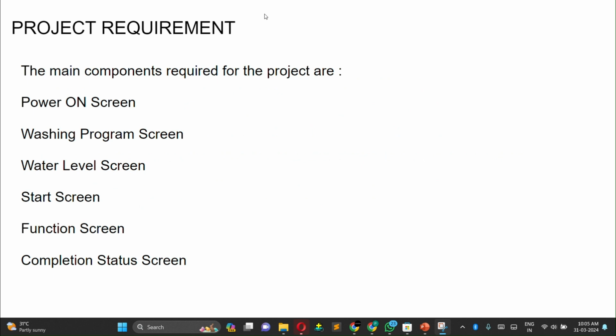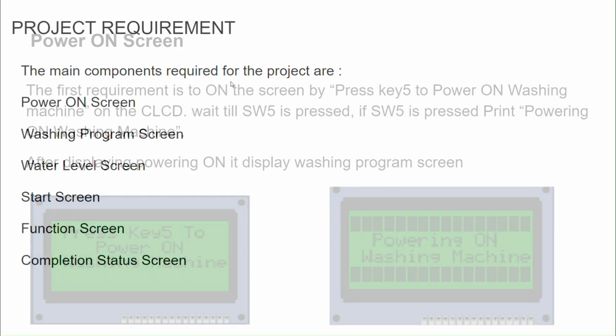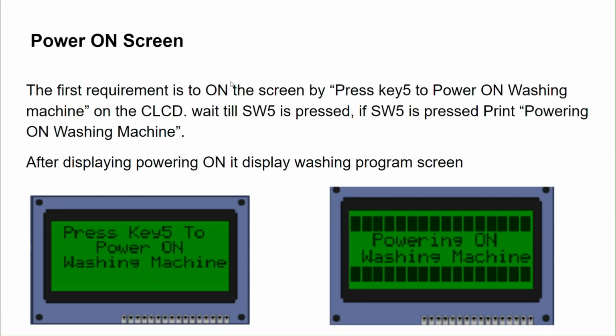Project requirements. The components required for the project are the power on screen, washing program screen, water level screen, start screen, function screen and completion status screen. Power on screen. The first requirement is the power on screen. Switch 5 is used to power on the washing machine. When we press switch 5, it will print powering on washing machine on the display, and this is the first step for this program.